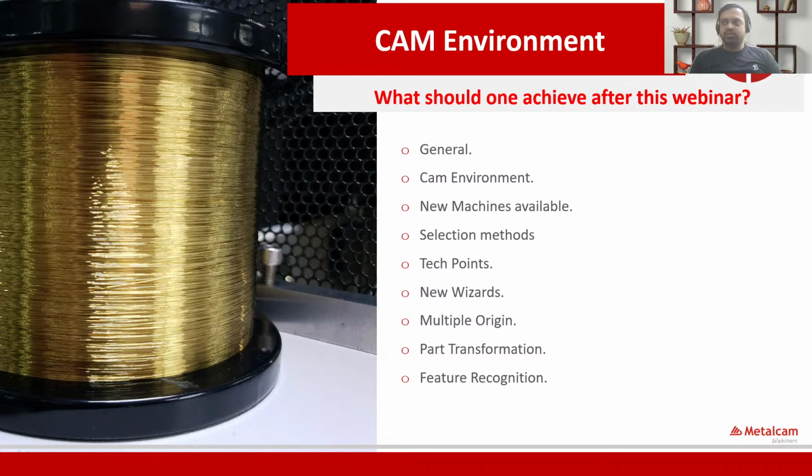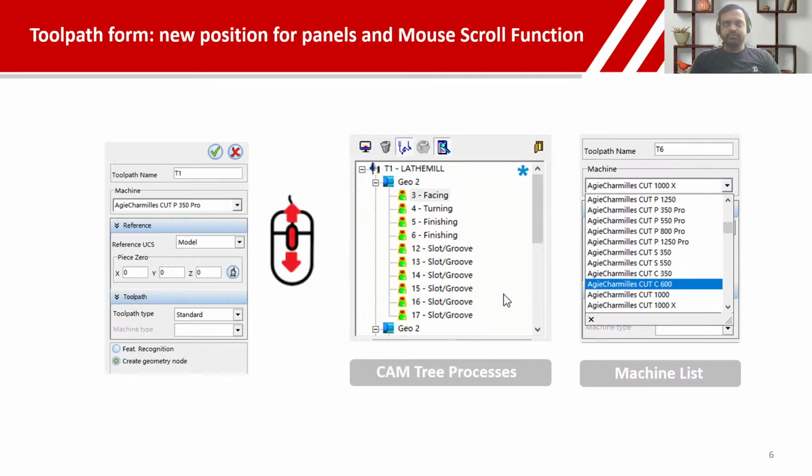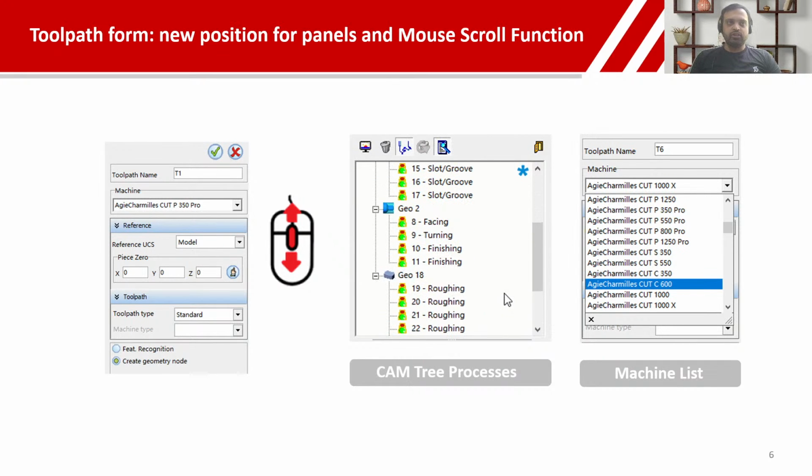So what are the things we are going to present? We have improved the user interface. If the user is using a touch screen method, just by clicking on it, he can select the function. It will be very useful for the user. And the next is a scroll function in the CAM tree. The user doesn't need to scroll from top to bottom by the scroll bar. Just using the mouse scroll button, he can scroll the features.